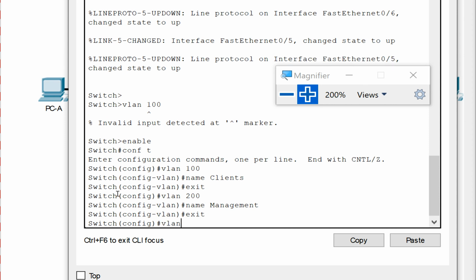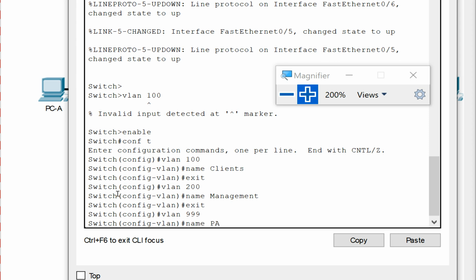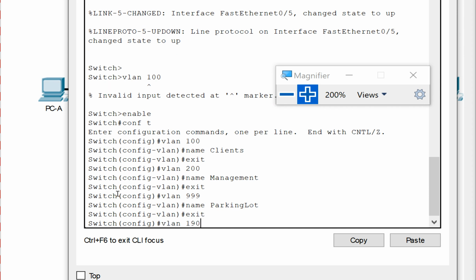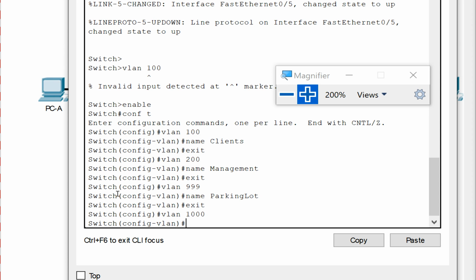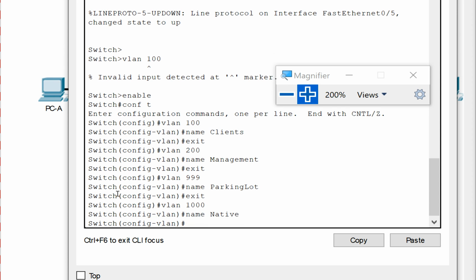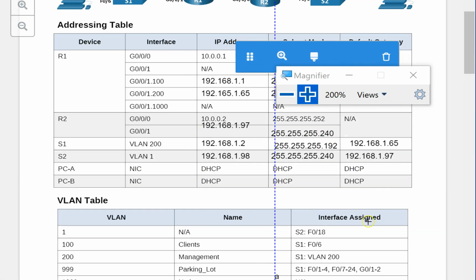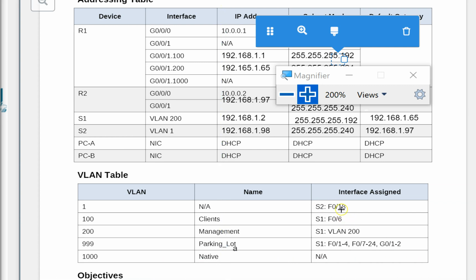Exit, VLAN 999, name parking lot, all together. Exit, VLAN 1000, not 1900, 1000, name native, enter. All right. It's parking lot with an underscore, it doesn't matter. Not a big deal.